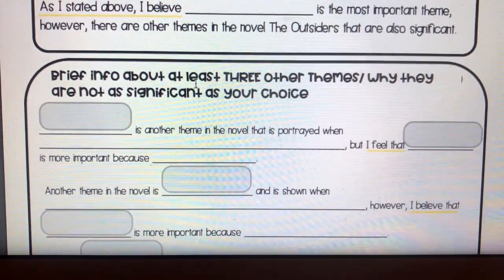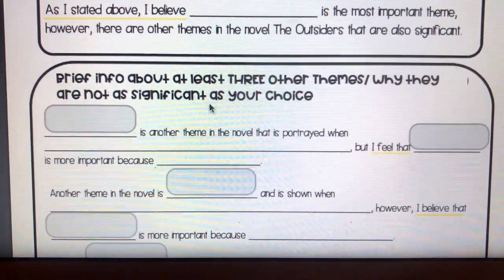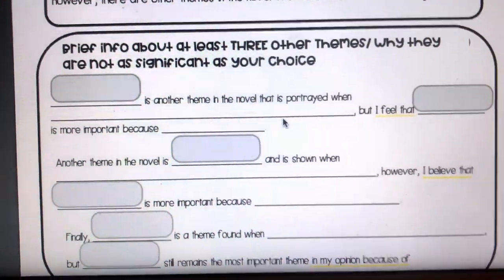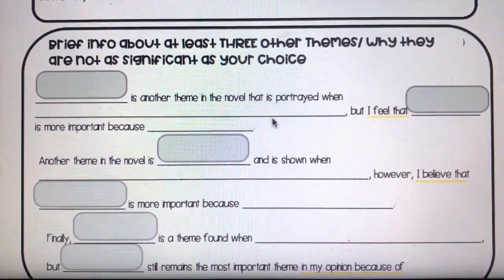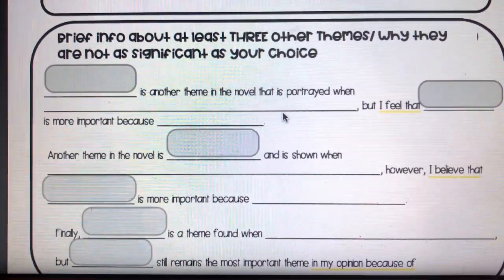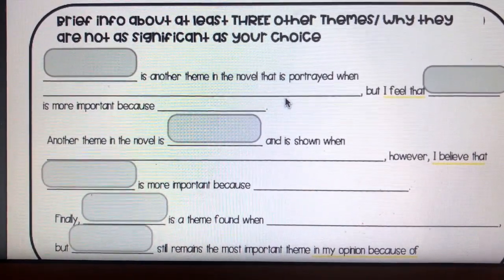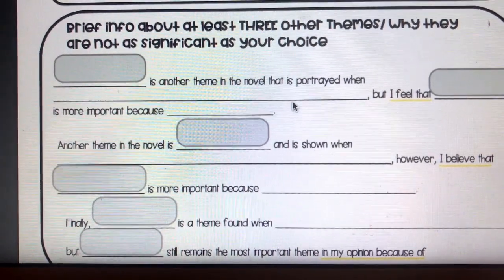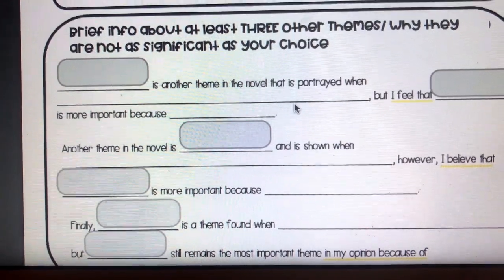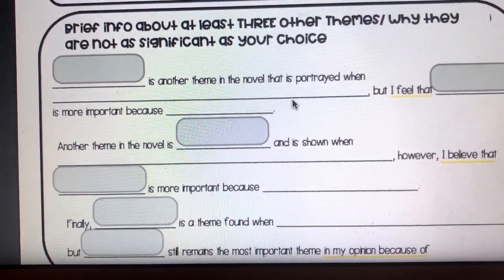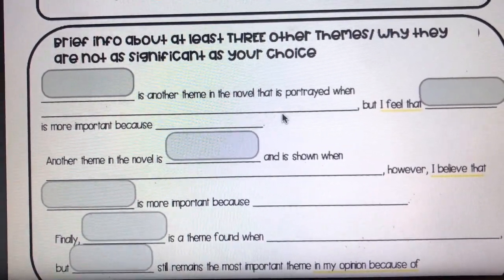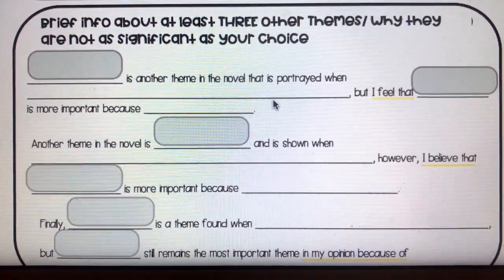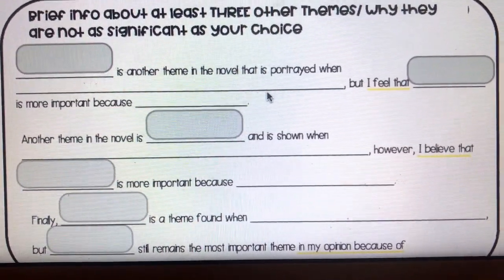So, brief information about at least 3 other themes and why they are not as significant as your choice. This is what we would call a counter argument, but that's not nearly as important as you just including this information. So you're basically telling your reader that you know there are other themes that are important, but you've thought those arguments through, and you still think that your theme is the best theme because of this reason. So you're going to sound much more credible by including this information.